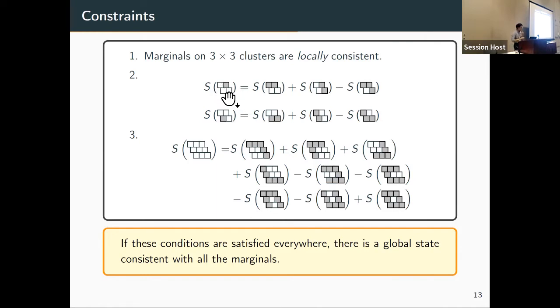So you have some conditions, which admittedly look complicated, but what I'm hoping to convey to you in this slide is that these conditions are truly something that you can verify directly from the reduced density matrices, because the calculation of the von Neumann entropy for finite dimensional matrices, you can just run it on the computer. If these conditions are satisfied everywhere, then one can show that there is a global state that is consistent with all the marginals.